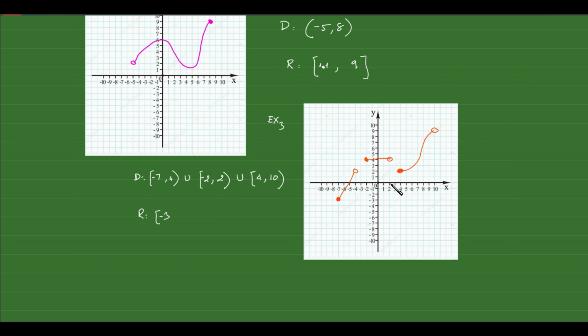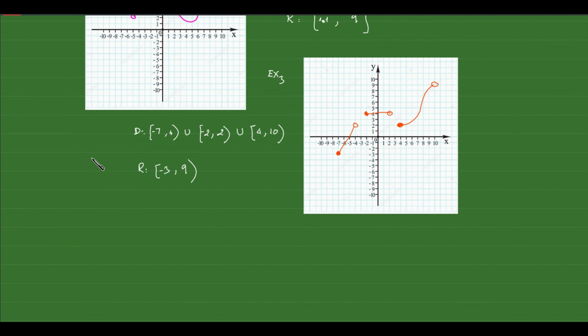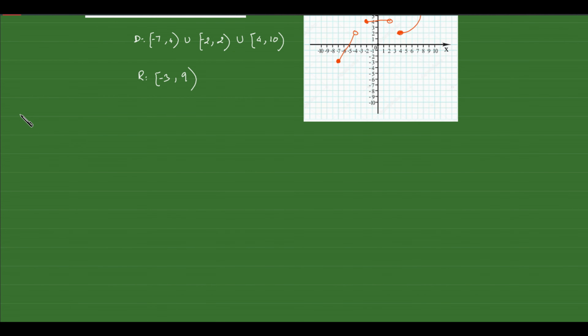And you go all the way up to 2, even though over here 2 is not included, over here it is still included, so it's still good. It's included here. All the way to 9, so 9 is not included. There you go. That's how you get the domain and range. Let's do another one. It's more complicated.